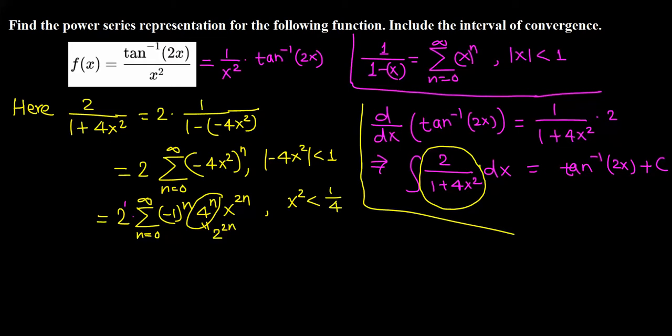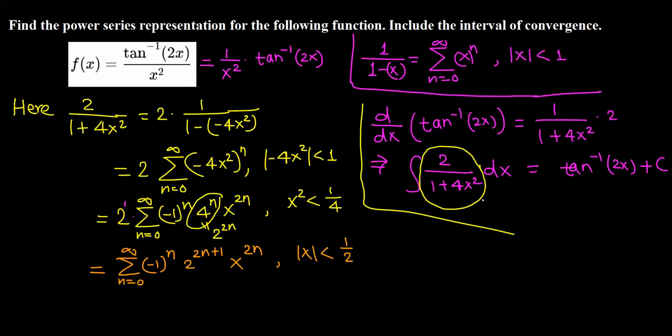Okay, so this is the sum, n from 0 through infinity, of (-1)^n times 2^(2n+1) times x^(2n). That's the power series for 2 over 1 plus 4x squared, and this is valid when, let's take the square root of both sides, absolute value of x is less than 1/2.